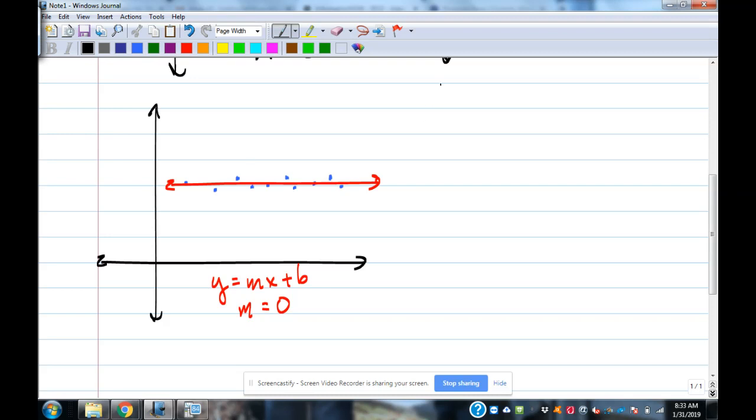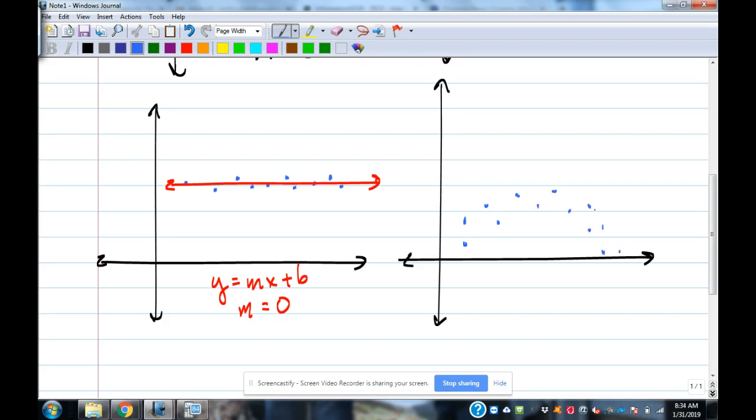And then we have the different case where maybe there's no relationship, or maybe there is a relationship, but it's not linear. And how do you know that? Well, you can see some sort of pattern happening there. Those dots don't follow a straight line, but there is some sort of pattern, and we know that would be considered non-linear.